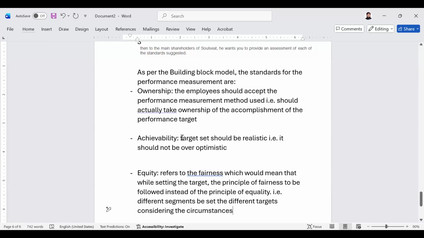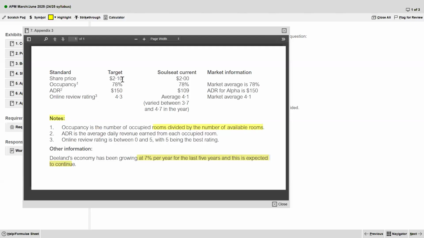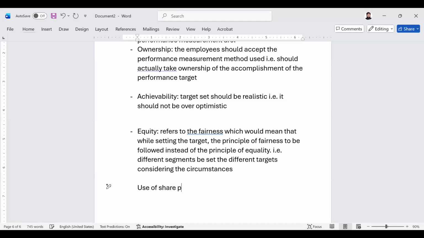Now, what do we need to do? We need to talk about these. Share price target 2.1, 2.0. Now, the use of share price is controllable to an extent, but mainly uncontrollable, as many factors determine the share price.